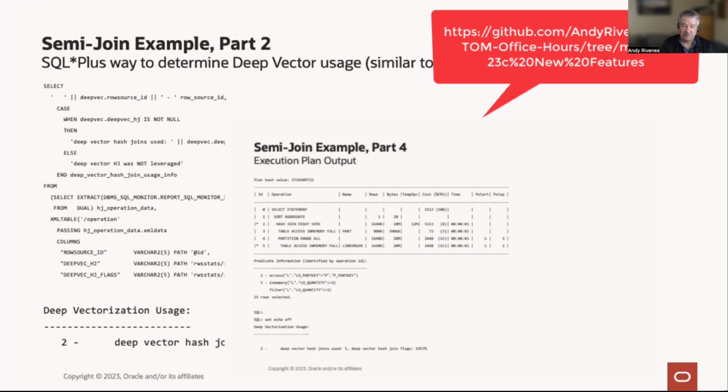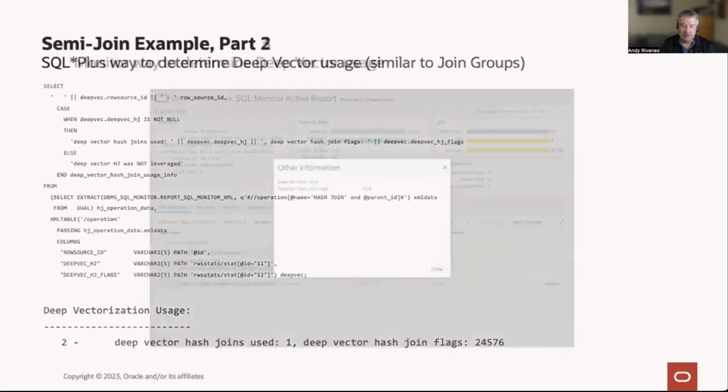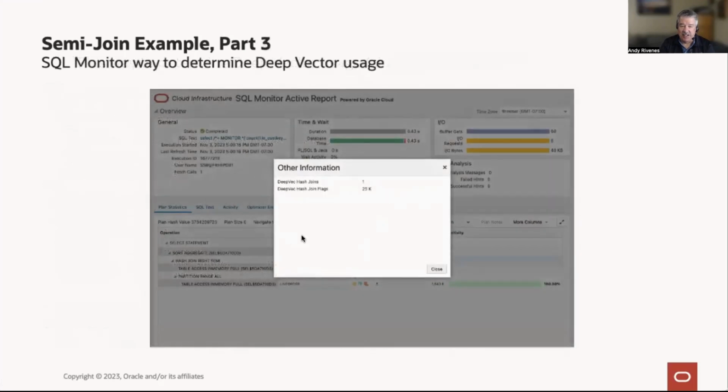But again, I'll have a blog post dedicated to deep vectorization. It's being reviewed right now by the developer to make sure I got everything right, and then we'll get that published, and then I'll put an example up. So take care of that. And then again, with SQL Monitor Active Report, you don't have to do any of that. You can just go into Cloud Control, or whatever you're using for Enterprise Manager, the Performance Hub, and click on an active report and see it right there. And that's even easier. So either way.